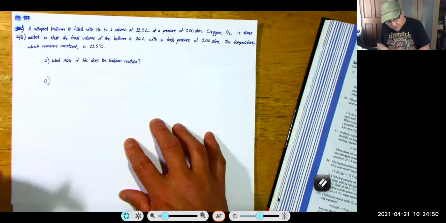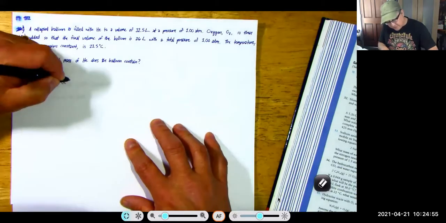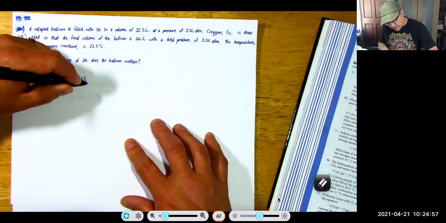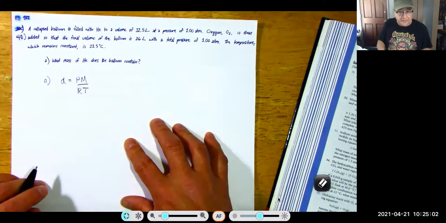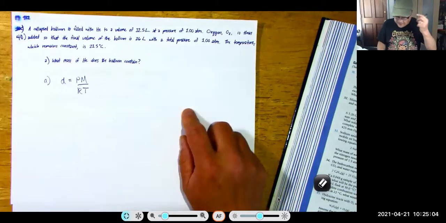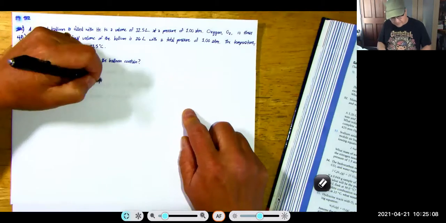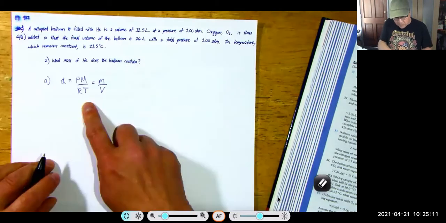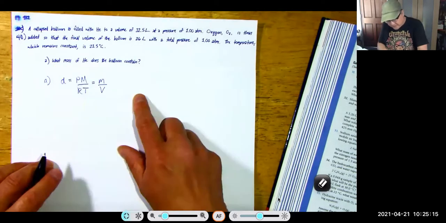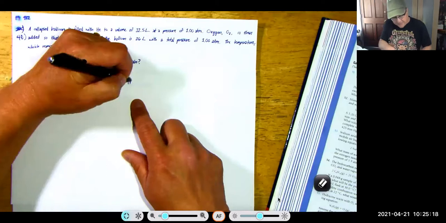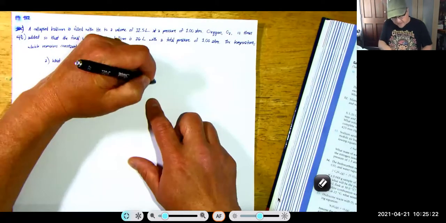You know, whenever I see that word mass, I start thinking I want to use density is equal to PM over RT. And I think we talked about this equation, where the uppercase M stands for molar mass. Now, density is also equal to mass divided by volume. So here, we want the mass of helium in the balloon. We can say that the mass of helium in the balloon is going to be PM times V divided by RT.